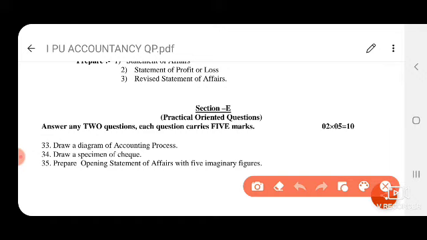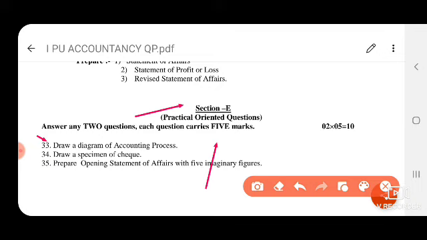Now practical oriented questions. You'll get 3 questions. Out of 3, you have to answer any 2. So 12 marks questions, you will get 7 questions. You have to answer any 4. Next, draw a diagram of accounting process. Accounting process like business transaction, journal, ledger, trial balance, final accounts.